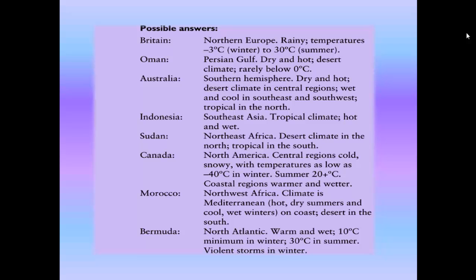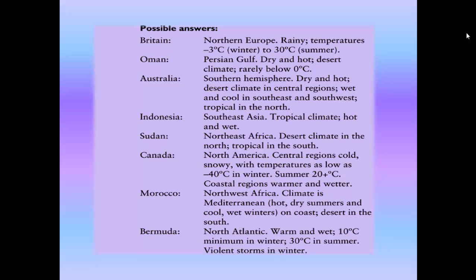The second country is Oman. Oman is located in the Arabian Gulf, and its weather is dry. The climate there is dry and hot. Desert climate, rarely below 0 degrees centigrade.